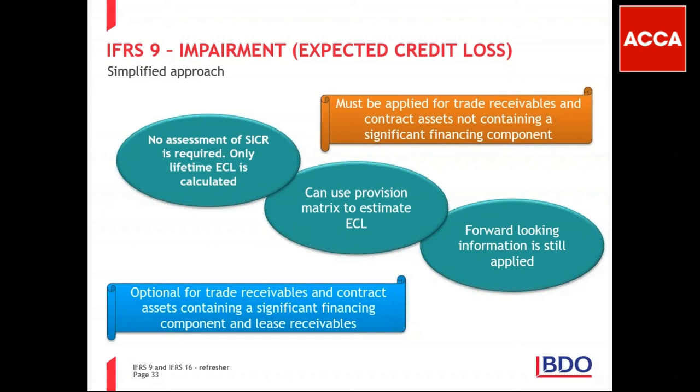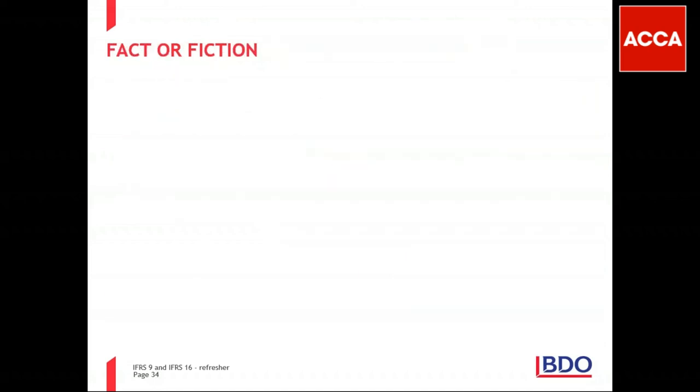For trade receivables and contract assets that contain a significant financing component, and also lease receivables, there is an option available to entities to either use the simplified approach or use the general approach. It's an accounting policy choice that has been given to entities. Now let's look at certain misconceptions associated with IFRS 9 and see whether they are correct or not.